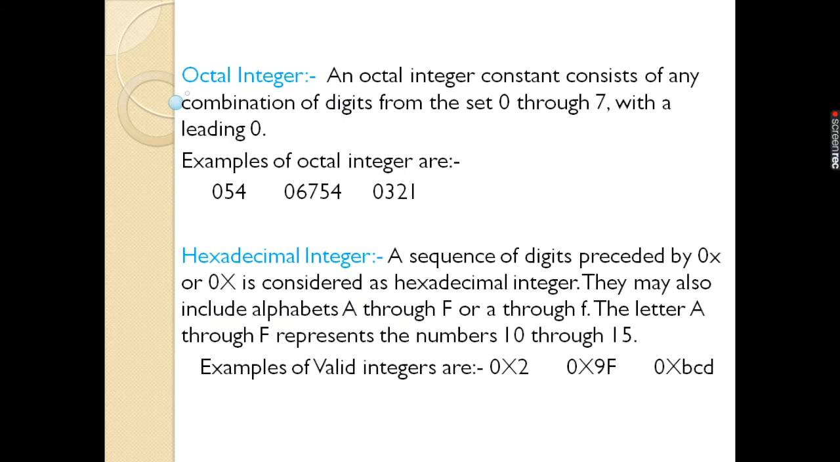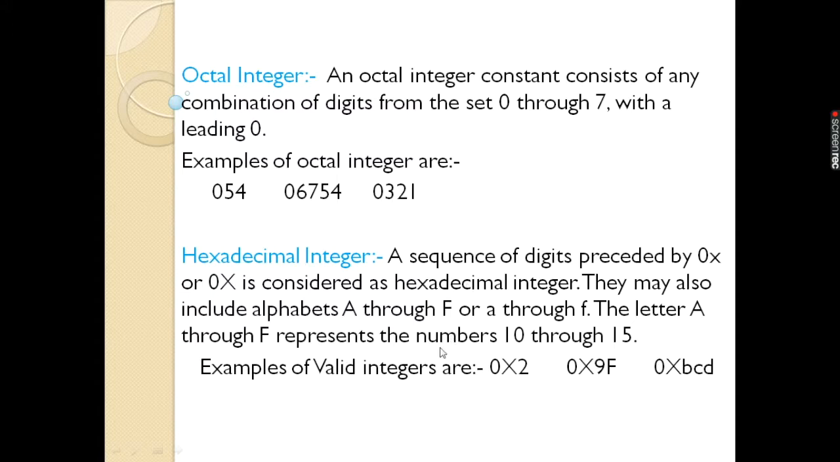Next, octal integer. An octal integer constant consists of any combination of digits from the set 0 to 7 with a leading 0. Examples of octal integers are 054, 06754, 0321. Here these numbers consist of digits from 0 to 7 and the numbers start with 0.